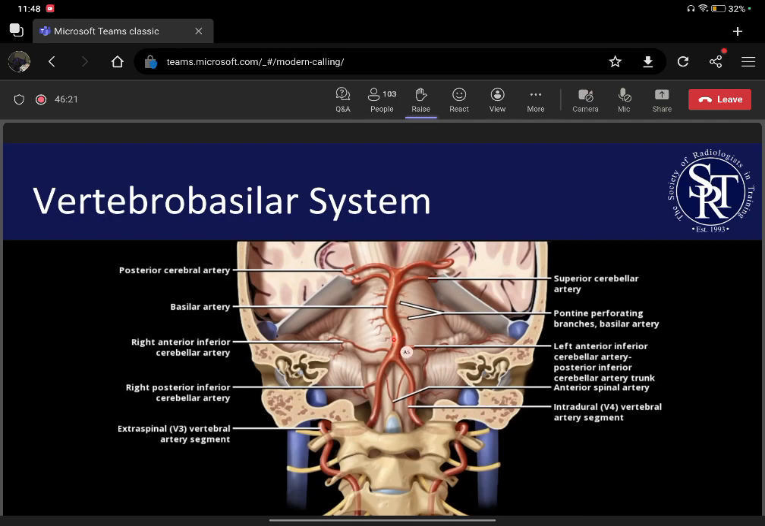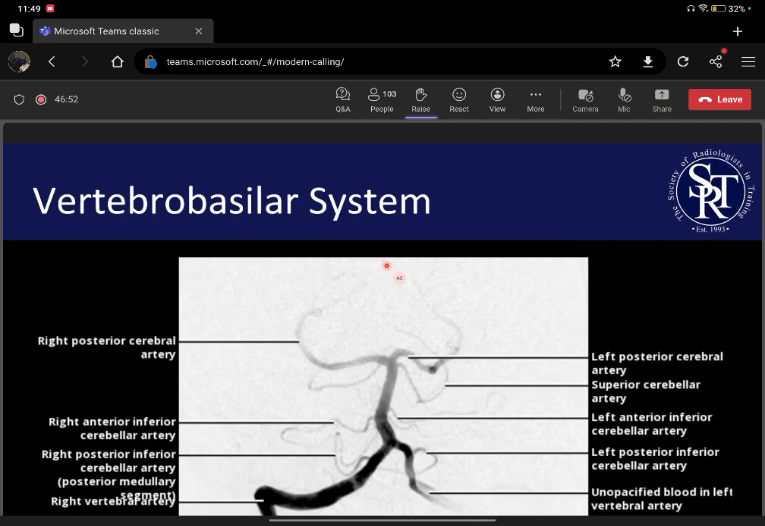So let's go through the branches of the basilar artery. First, we have our anterior inferior cerebellar artery. Differentiate this from the posterior inferior. They're both inferior, but one is posterior and one is anterior. As the basilar ascends, it gives off smaller perforating pontine branches. And then we can see our superior cerebellar artery at the top, just before the basilar divides to form the left and right posterior cerebral artery.